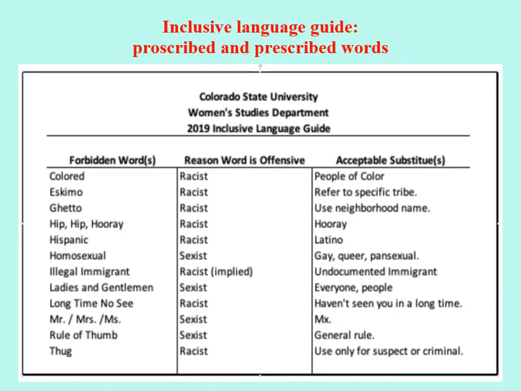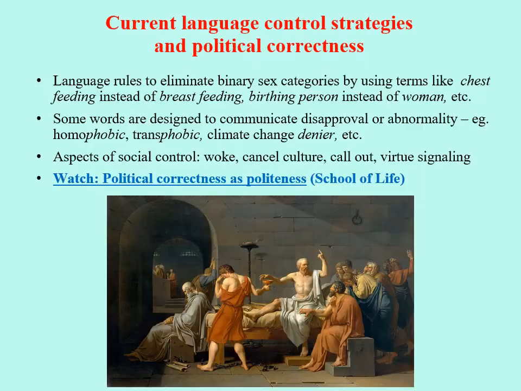Everyone, people is acceptable. So as you can see, even previously neutral or innocuous words can take on negative connotations and may come to be prohibited. There are many examples of contemporary attempts to control thinking or change thinking by regulating language and enforcing particular language use. One objective is to eliminate binary sex categories, anything that refers to male and female, or men and women being different, and enforcing the use of terms which no longer have a gender association.